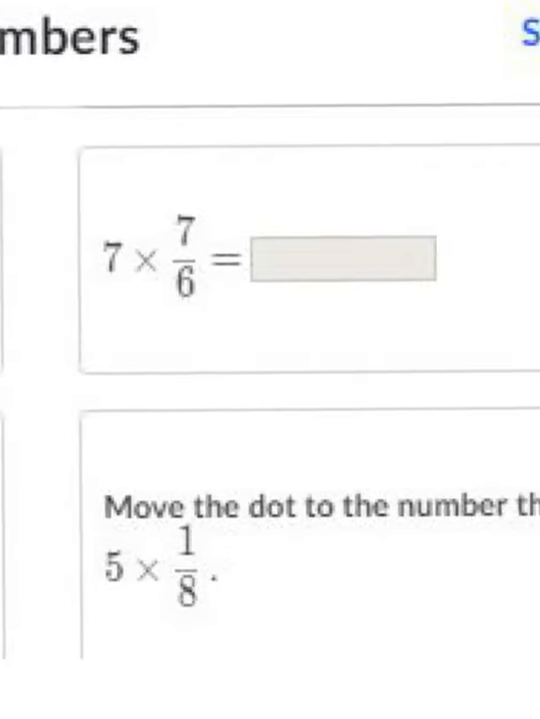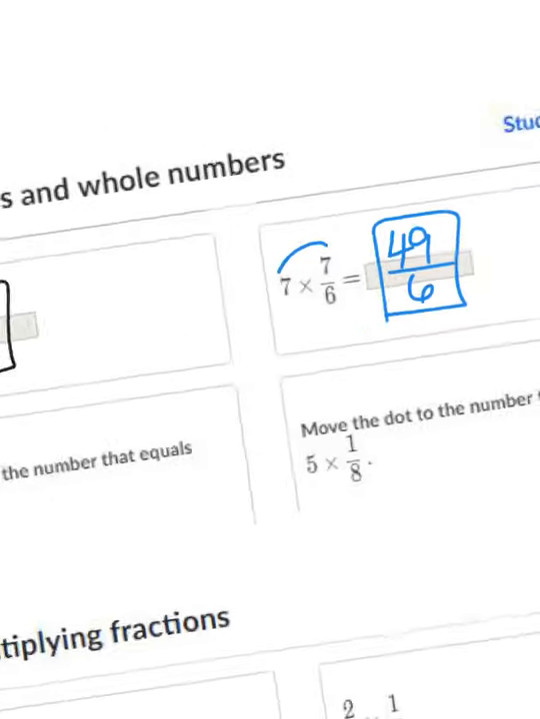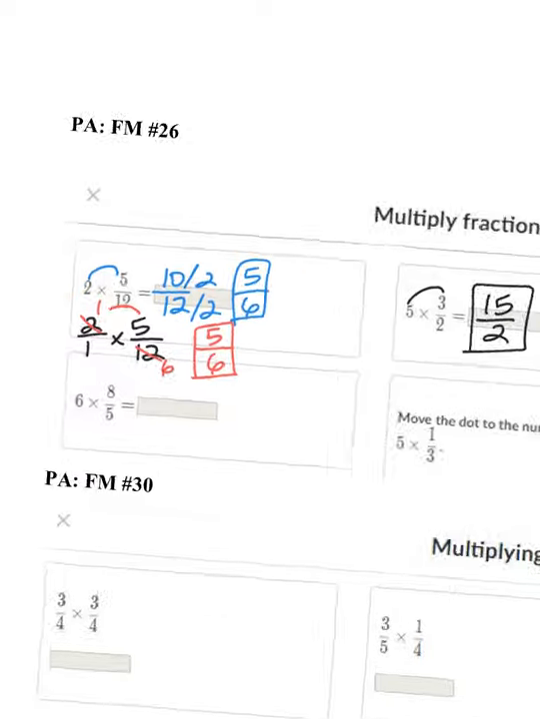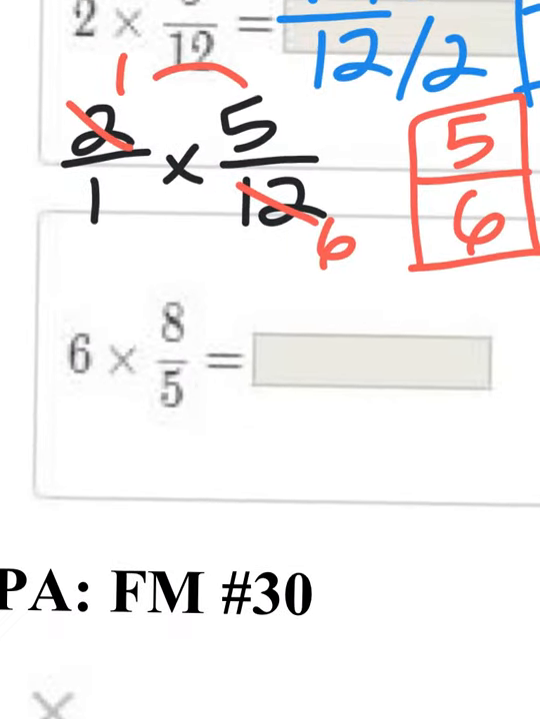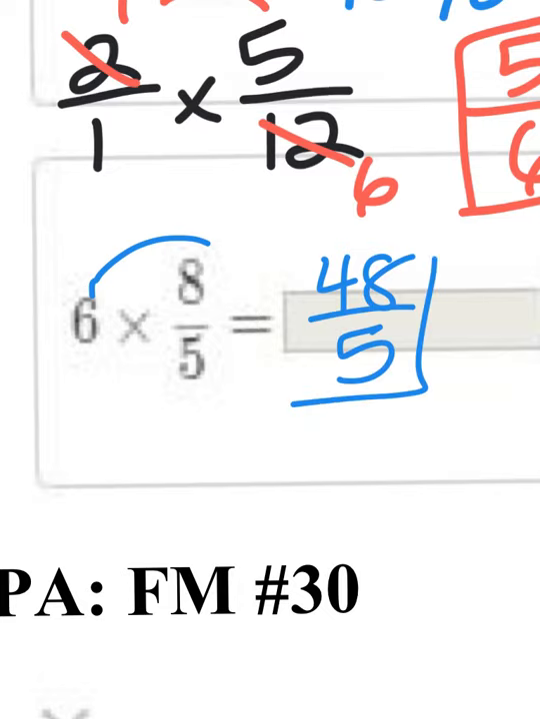Okay, next one. Again, look at your diagonals and see if they have anything in common with each other. So 6 and 7, well, 6 can't go into 7 evenly. So again, we're just going to multiply. So 7 times 7 is 49, and our denominator is 6. Okay? Second kind of problem that you're going to have in this skill. Oh, let's do this one first. Okay, so again, 5 can't go into 6 evenly, so you're just going to multiply. And 6 times 8 is 48, and our denominator is 5.